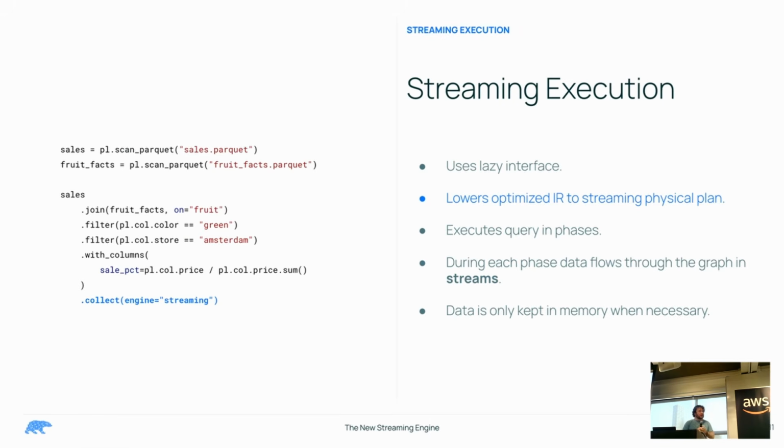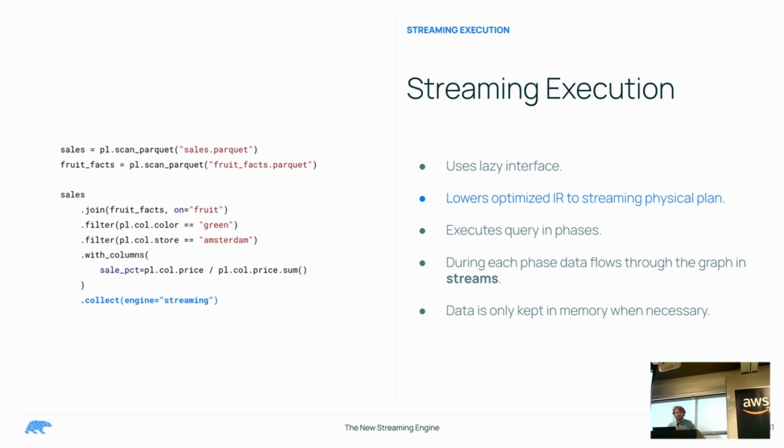Streaming execution. You don't have to change much. It's a fairly new parameter we added. We have this new engine parameter. You can just specify that you want to run on the streaming engine by adding it to your collect or sink argument. It uses the same lazy interface that you're used to, but it does an additional translation step. We saw that Polars translates your query into IR, and it does an intermediate translation step from IR again back to IR, but with more optimizations added.